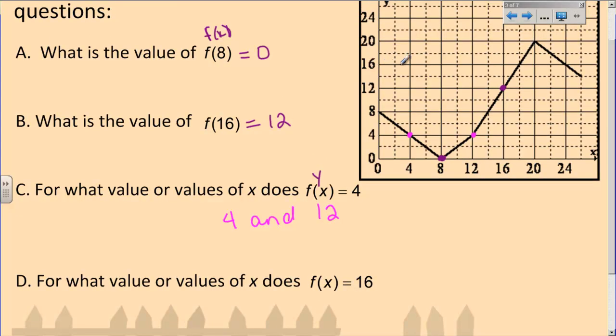You're going to go at 16. I'm going to go across here. Well, there my graph meets 16. And here my graph meets 16. So I need my x values. The x value here is going to be 18. It's right in between 16 and 20. And my x value here is 24. So my x when y is 16 is 18 and 24, because there are 2 times that this graph passes through y equals 16.